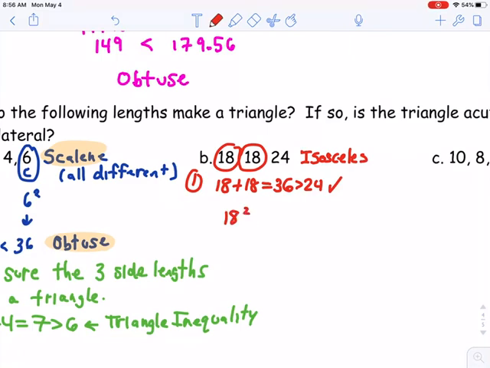All right, now I'm going to plug it into the Pythagorean theorem. 18 squared plus 18 squared is 648. 24 squared, I know it's not going to be equal. I can tell. It's 576. So this would be acute.